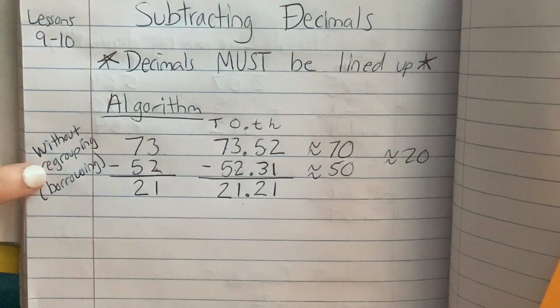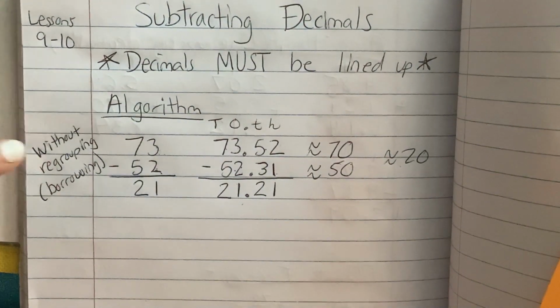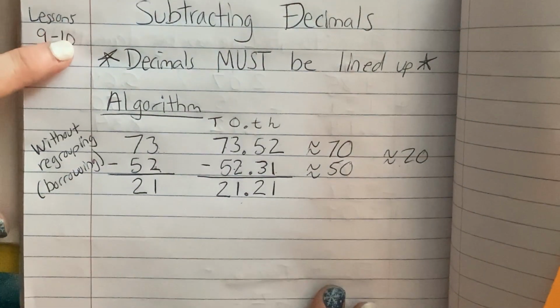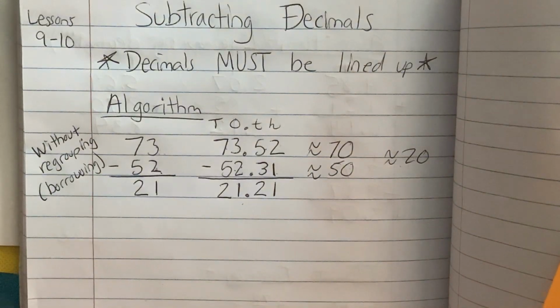And with subtraction, regrouping is called borrowing. With addition, it's called carrying. So now we just call it regrouping because you're basically regrouping it from a 10 to 1s or 1s to 10s, etc.